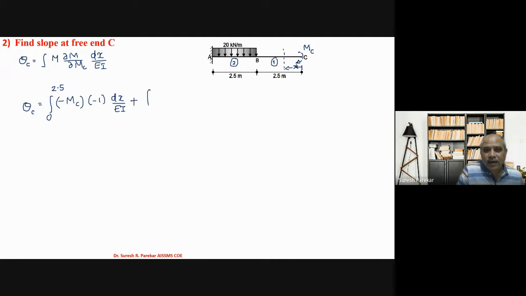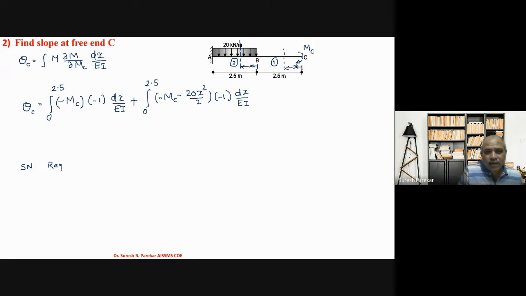Plus we have again 0 to 2.5, origin we have B, and therefore we have x from here, and then MC will be as it is, so we have minus MC, and then due to this we have minus 20x square by 2, and then dM by dMC again minus 1 dx upon EI. So I will write a table below so that you can check it. You can go directly like this also.